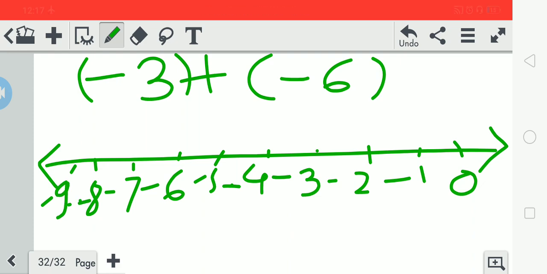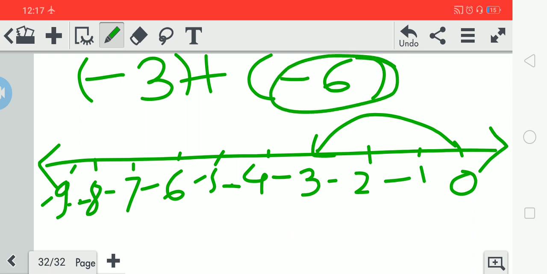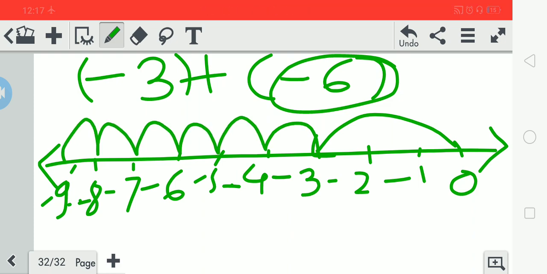Right. Now the first number is minus 3, so take a jump from 0 to minus 3. Again, minus 6 is there. The second number, minus 6, means 6 moves to the left side: 1, 2, 3, 4, 5, 6. Right. So you reach the minus 9 position. So the answer of your question is minus 9.